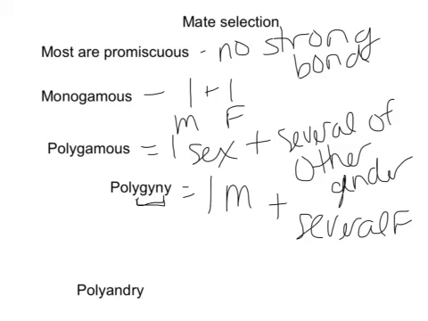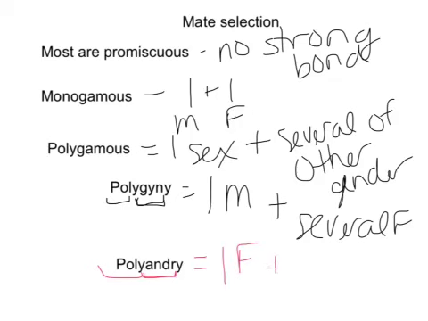Gyny is the female part. Remember, poly is many, so you've got many females in this situation. The other form of polygamy would be polyandry. Again, we've got many, but this time the andry here is the males. So I've got one female plus several males. Mate selection can be influenced by natural selection, and they will go hand in hand. Remember, it's all about the ability to pass on the genes.